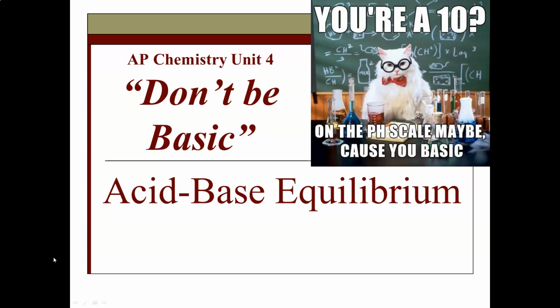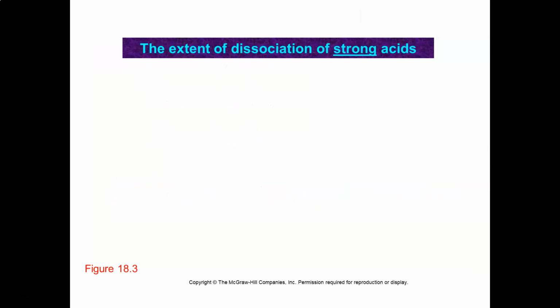What we're going to do right now is take a look at an introductory lesson for our acid-base equilibrium unit, which is going to focus on strengths of acids and bases and things called Ka and Kb values, in addition to conjugate acid-base pairs. So let's get started and take a look at some of this.